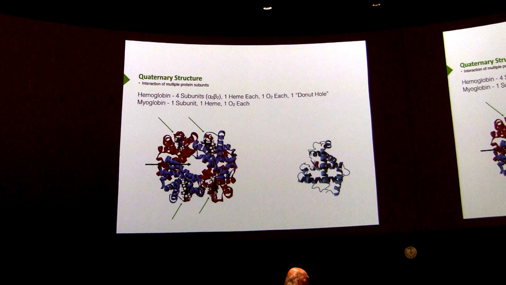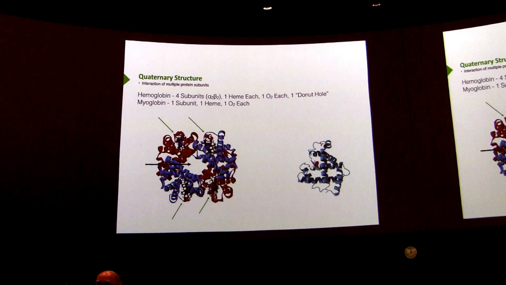Myoglobin doesn't have that. Well, a protein that has multiple subunits, and those subunits are interacting, we call that yet another level of structure of a protein. That's called quaternary structure. Hemoglobin has quaternary structure because it has multiple subunits interacting with each other. Myoglobin does not have quaternary structure because it only has one subunit.